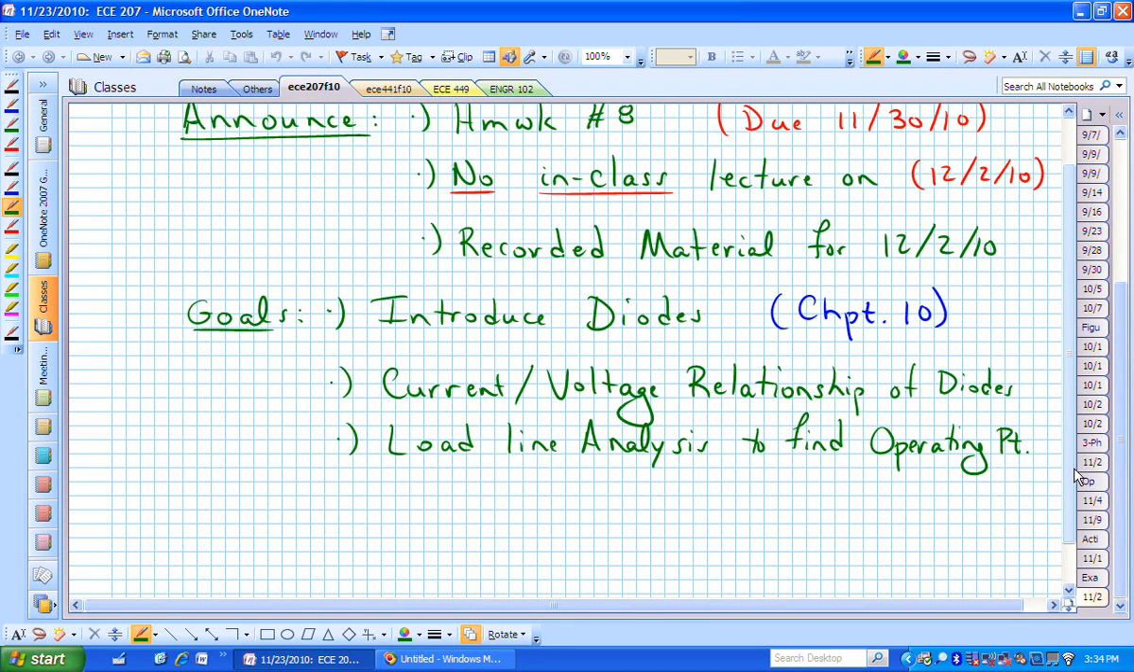What I want to do today is begin chapter 10. That's what homework 8 will be on, possibly homework 9 also. We'll talk about the physics of diodes a little bit to get you thinking about why these might work the way they do. We'll talk about the current voltage relationship of diodes, and then we'll look at how we can actually analyze a diode in a circuit, different techniques or approaches to doing that.